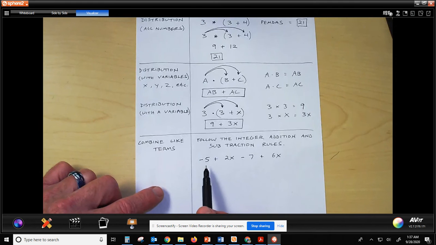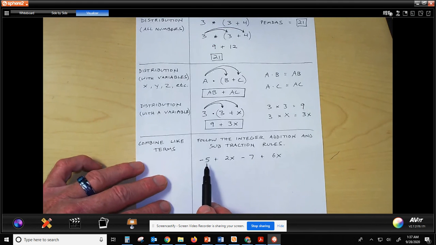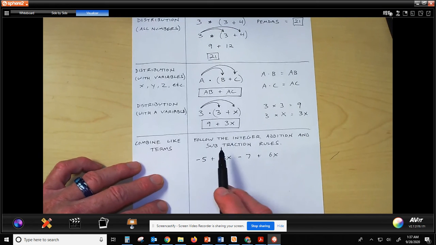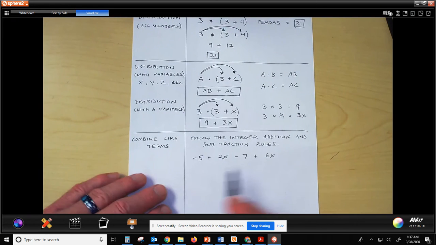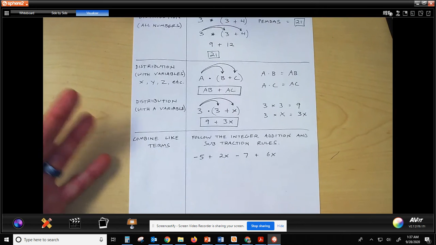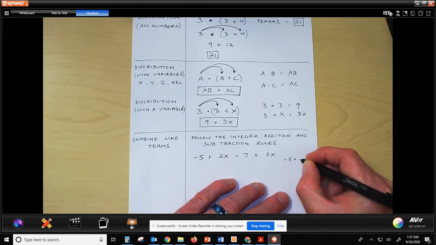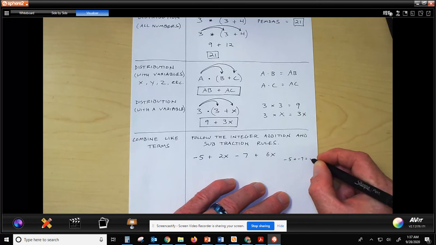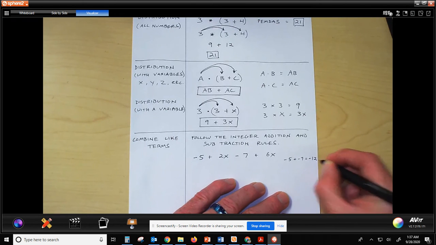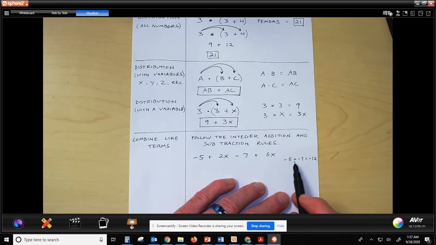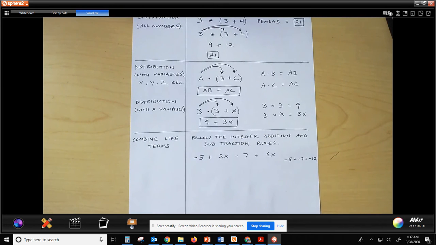And what catches my mind first usually is the numbers, just the pure numbers. I have a -5 and a -7. I'm going to use my integer rules. I'm going to combine them, which is an addition. I'm going to say -5 plus -7, and that is equal to -12. A negative plus a negative will stay negative. -5 plus -7 is -12.